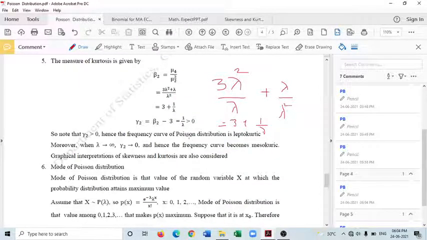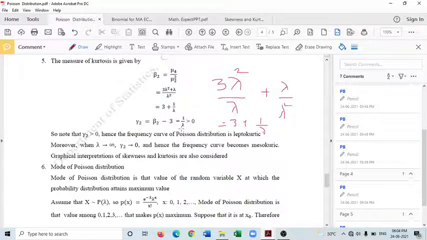And here also it's an indication of leptokurtic, because depending on the value of gamma 2 we have the interpretation about the shape of the frequency curve. That is, if gamma 2 is greater than 0, the frequency curve will be leptokurtic, and if gamma 2 is less than 0, the frequency curve will be platykurtic, and if gamma 2 is equal to 0, the frequency curve will be mesokurtic.